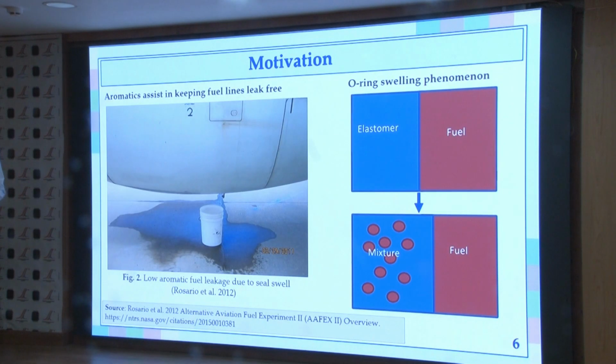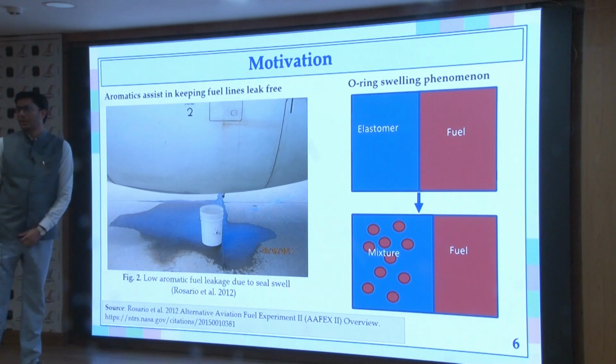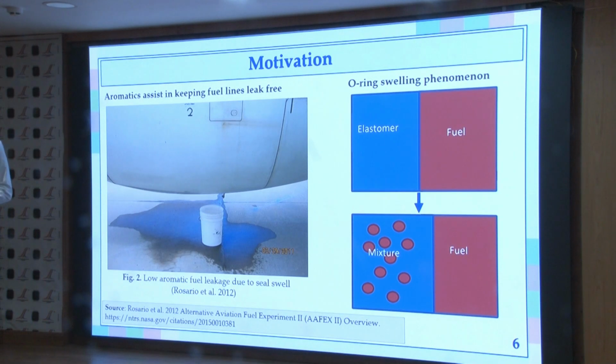Here is where the motivation came from. We got one UCARI project that is a part of this. NASA did one test for jet fuel without aromatics, and after running a stationary engine for 24 hours, they found leakage due to seal swelling.